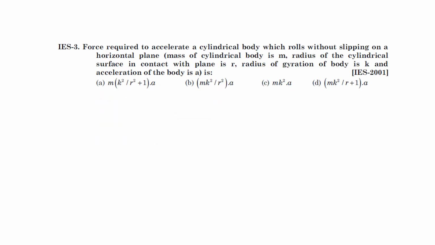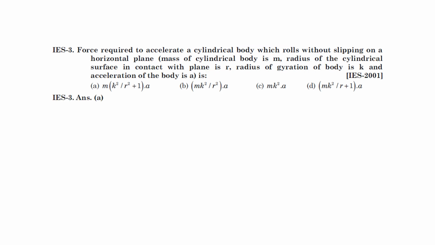Okay, next question. This is also a formula based question. A force required to accelerate a cylindrical body which rolls without slipping on a horizontal plane. Mass of cylindrical body is m. Radius of the cylindrical surface in contact with plane is r. Radius of gyration of the body is k, and acceleration of body is... Okay, so here they are asking the acceleration of the body. So it is actually A.